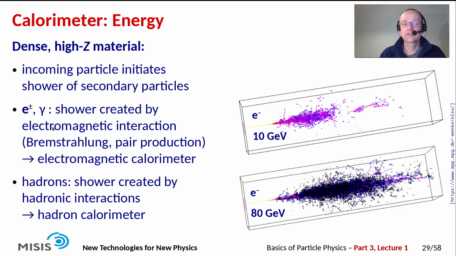Electrons, positrons, and gammas create showers by electromagnetic interaction, so electrons and positrons through Bremsstrahlung and gammas through pair production. And these showers are best measured in so-called electromagnetic calorimeters. Hadrons do not create Bremsstrahlung, but they create showers via hadronic interactions. And these showers look very different, and there's a different type of calorimeter, hadron calorimeters, which are optimized to measure the shower of hadrons.